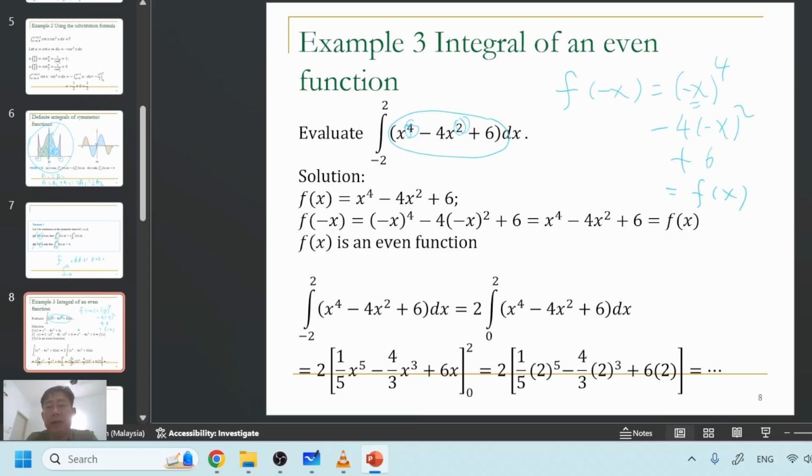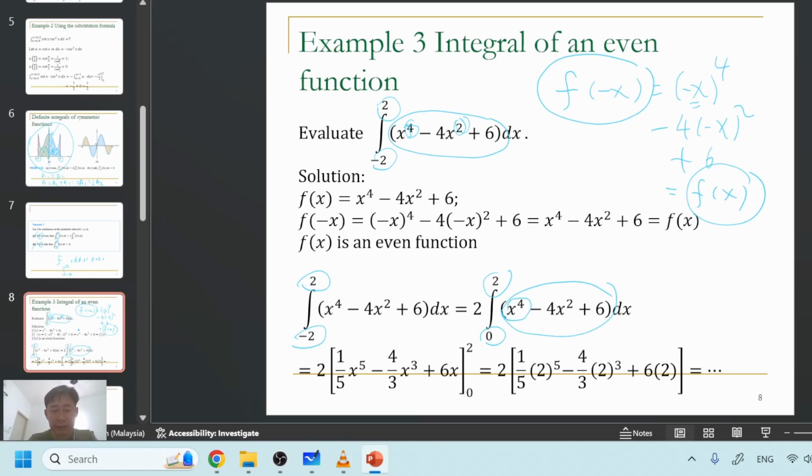A function that obeys this relationship, that is f at minus x equals f at x, is an even function. So now the even function is to be integrated from minus 2 to 2, and you can perform the integration quite easily. That is, instead of integrating from minus 2 to 2, you integrate from 0 to 2. And the integration from 0 to 2 is easily obtained.